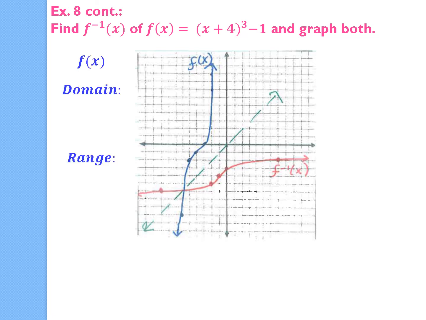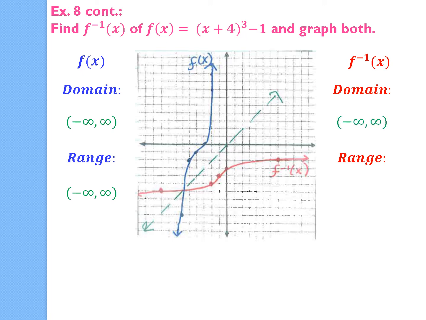The domain and range of the cubic function are negative infinity to infinity. Well, the domain and range, because remember we just flipped domain and range, but also the domain and range of the cube root is negative infinity to infinity. And then we've already talked about that, yes, they are one-to-one functions. All right.